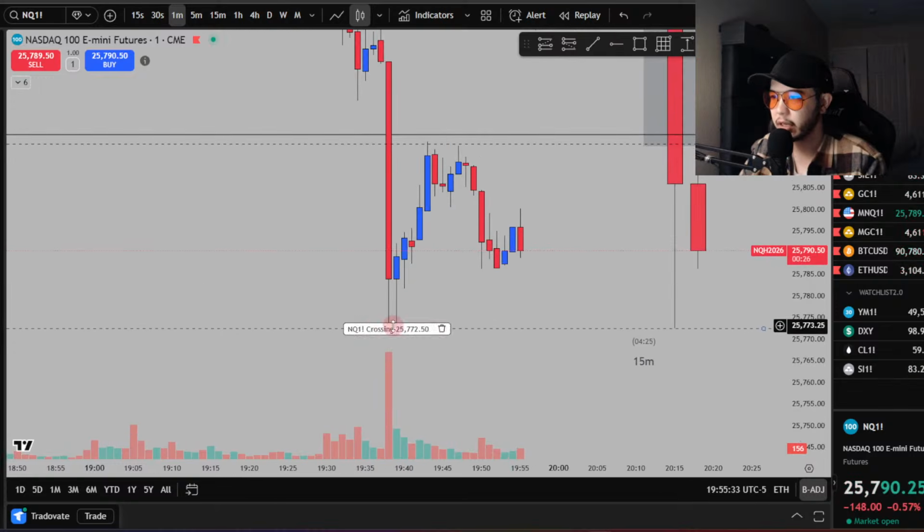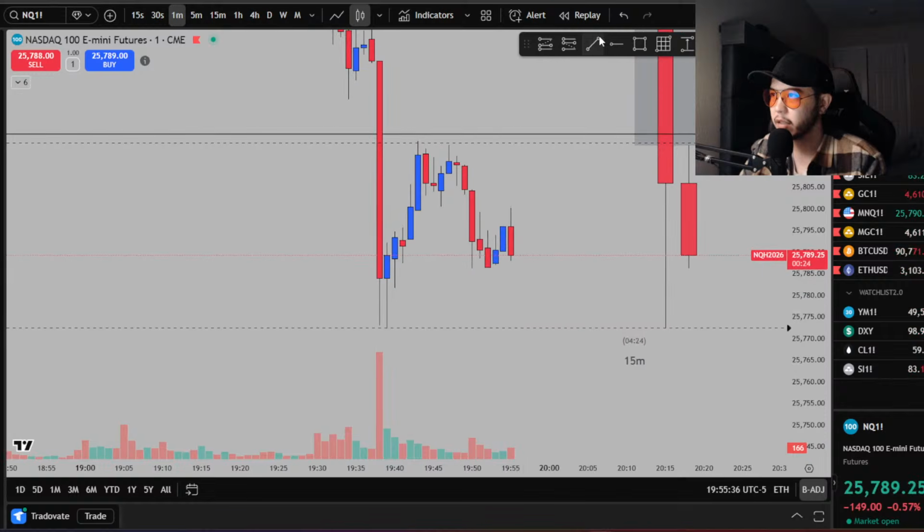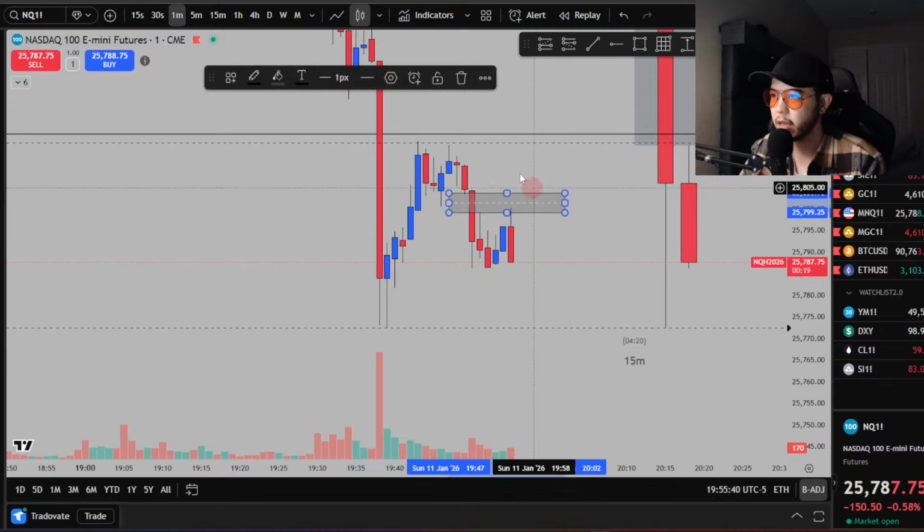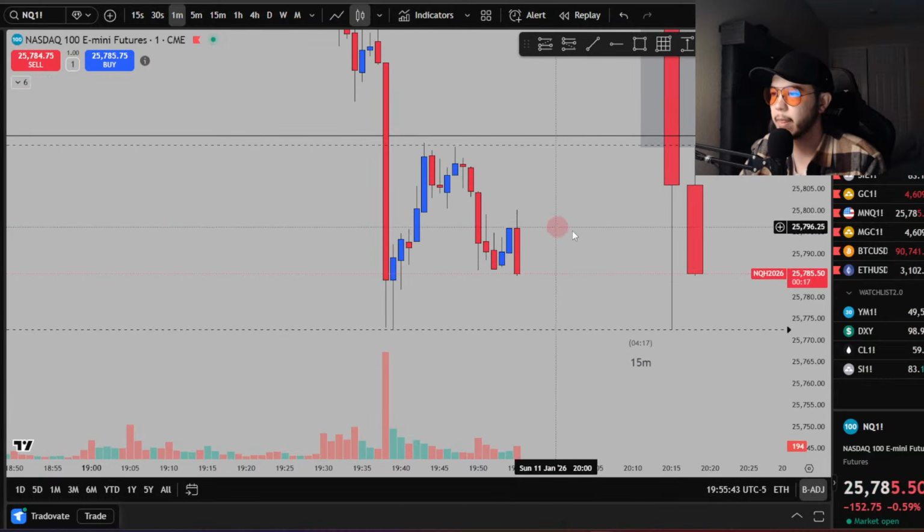Yeah, it looks like we're gonna go take out that. Yeah, because we rejected this area cleanly, very cleanly.